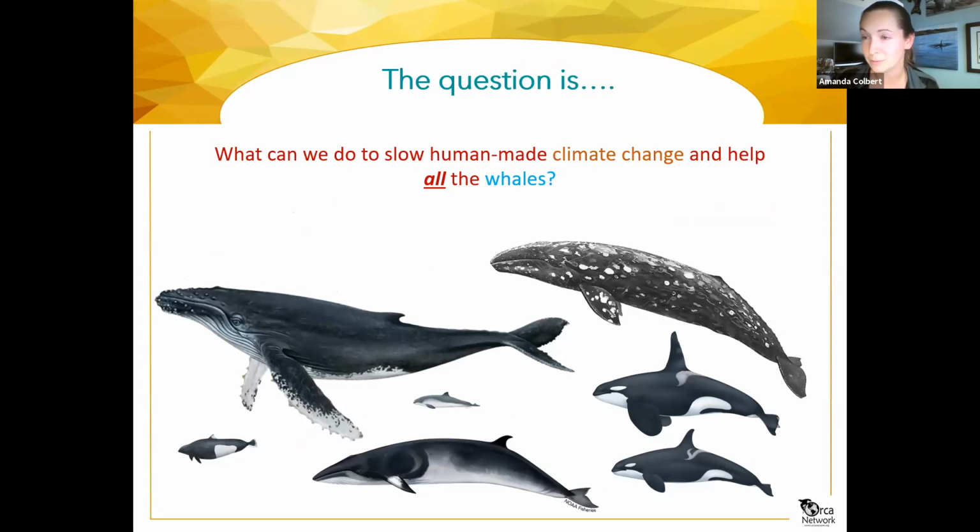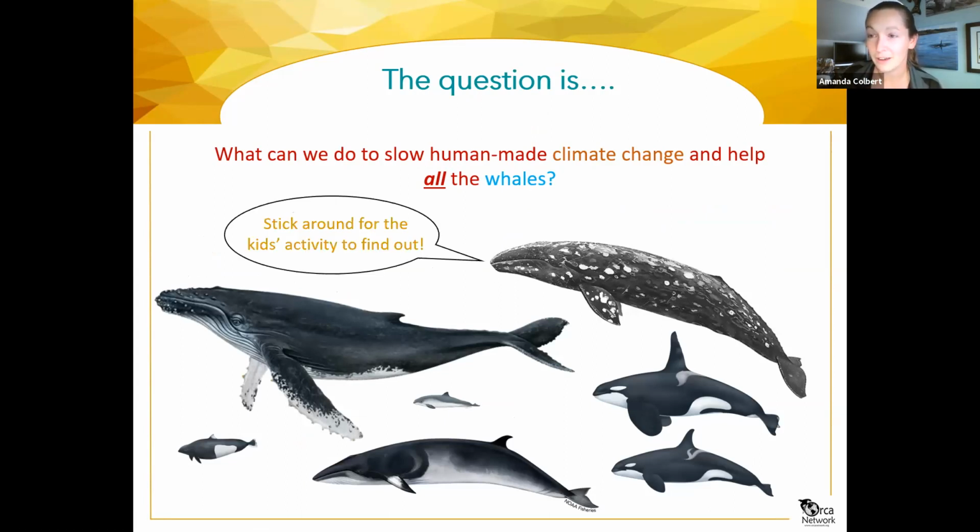I know we only talked about gray whales and southern residents, and we love them dearly. I don't know about everybody else, but I love all the whales out in the ocean too. So I want to try to find some ways that we think we can help all of them. So what we're going to do is we're going to ask you to stick around for the kids activity, and we're going to brainstorm a little bit and try to figure out what some things are you think we can do to try to slow down the human-made side of climate change.